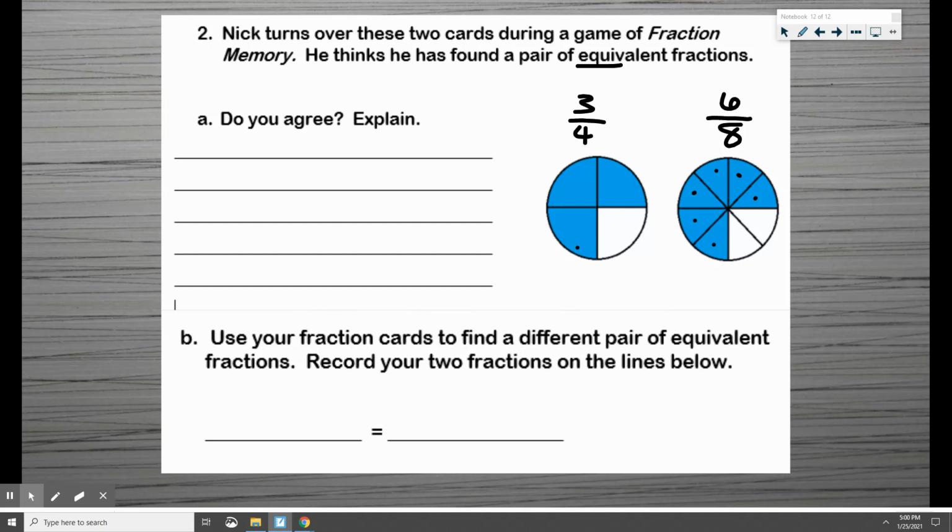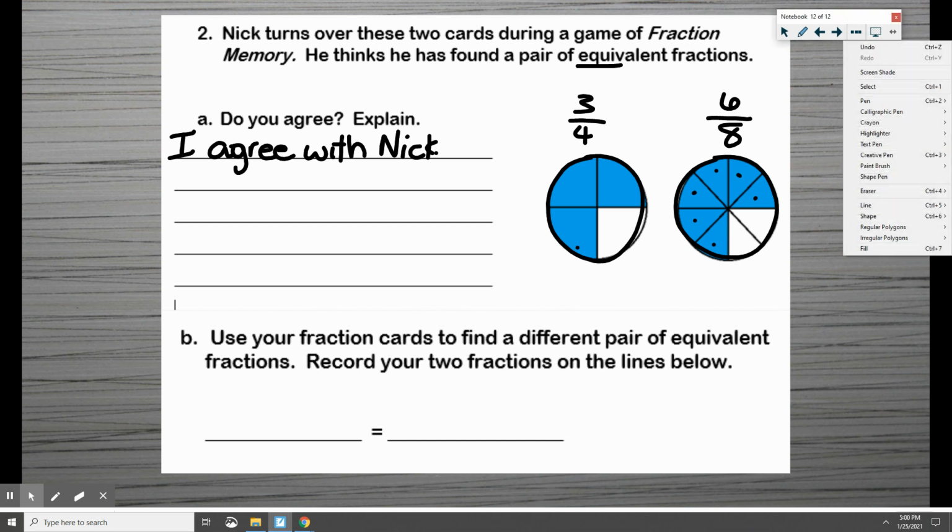So I agree with Nick. That's my first sentence that I'm going to have to answer. Do I agree with him? Yeah. Then I'm going to answer it. So when I look at this, I have 2 circles, and these 2 circles are the same size. Then I'm going to look at what's shaded on the inside. Well, in the inside, I have the same amount shaded. So I know that these are equivalent fractions.